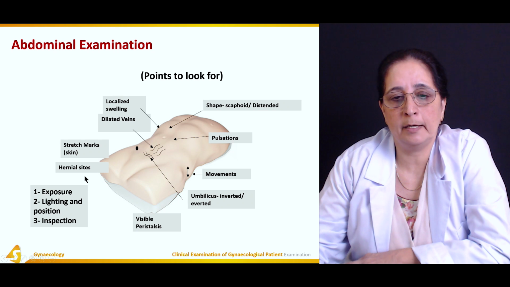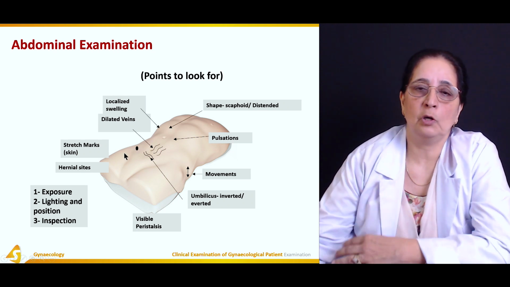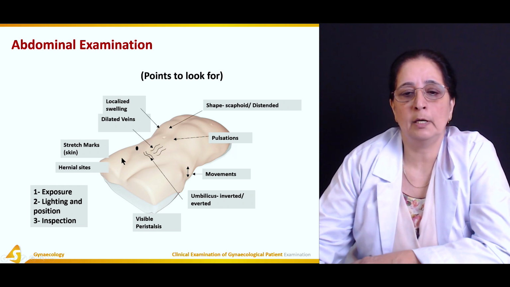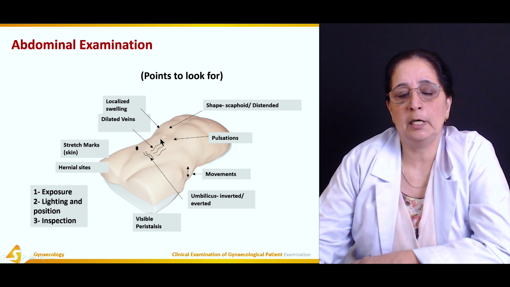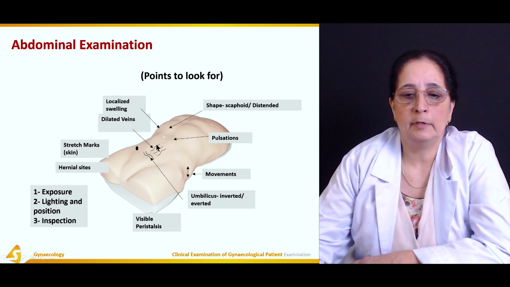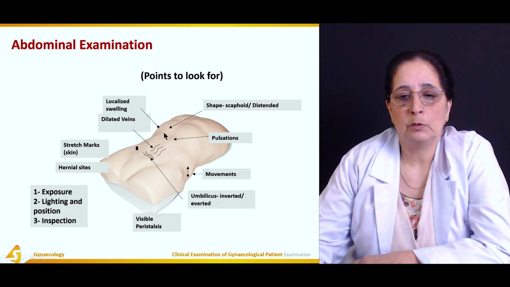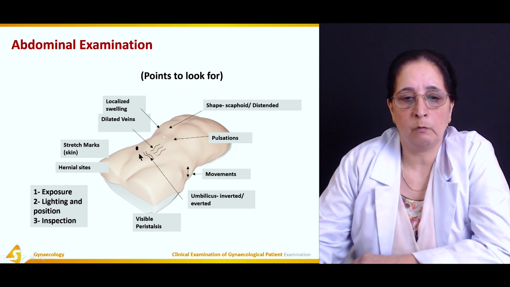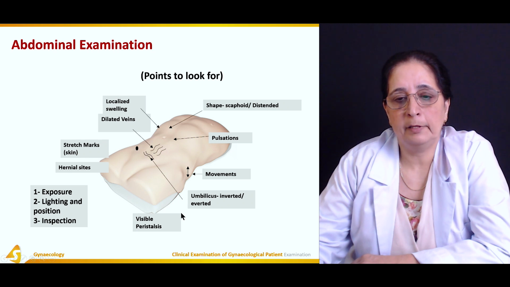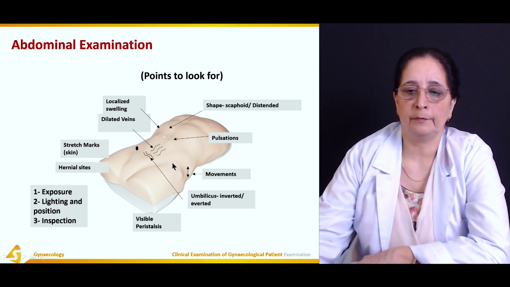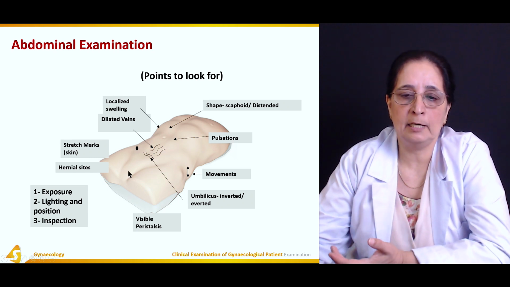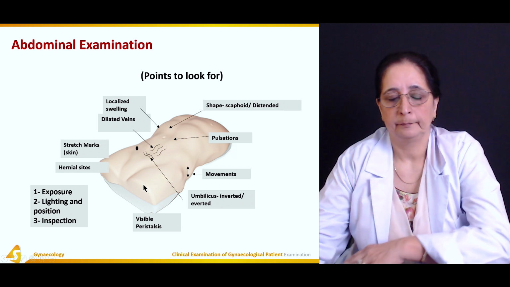If there is any hernia, which is the protrusion of an organ through the wall. Inguinal hernia is very common here, and in the abdomen umbilical hernia is very common, which is through the umbilical opening. So umbilical hernia is the protrusion of the organs through the opening in the wall. Also look for any peristalsis or movement of the intestine, and the position of the umbilicus, if it's inward, everted, or pointing outward.